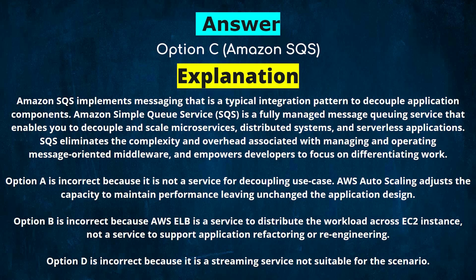Option A is incorrect because it is not a service for a decoupling use case. AWS Auto Scaling adjusts the capacity to maintain performance, leaving unchanged the application design. Option B is incorrect because AWS ELB is a service to distribute the workload across EC2 instances, not a service to support application refactoring or re-engineering. Option D is incorrect because it is a streaming service not suitable for the scenario.